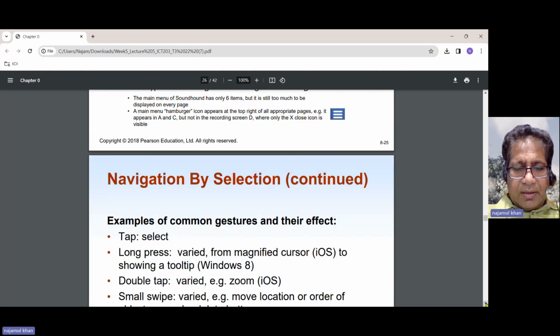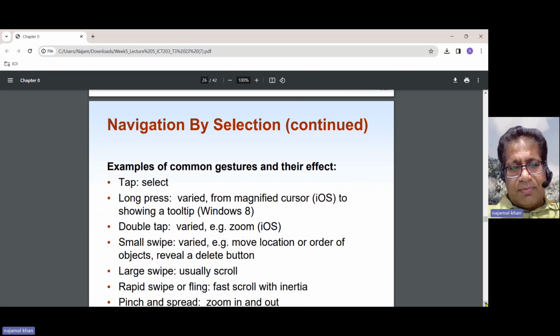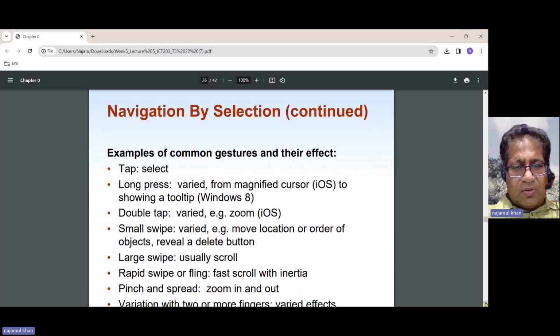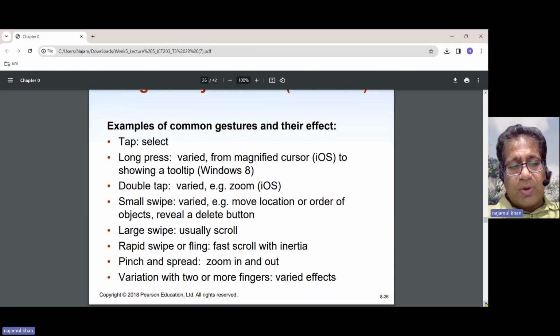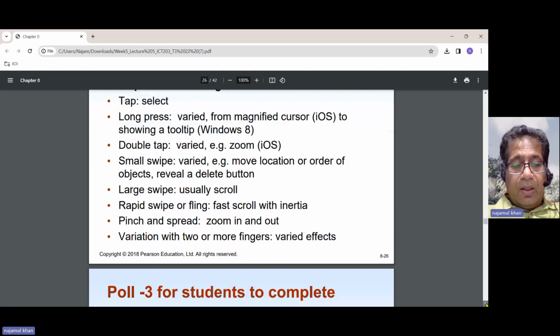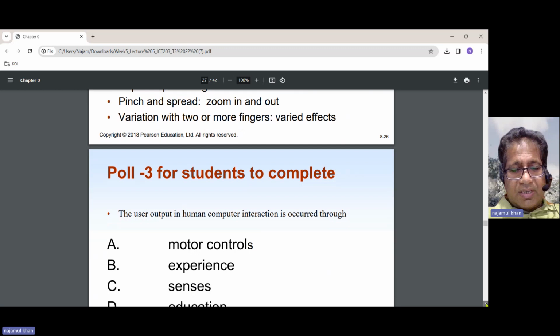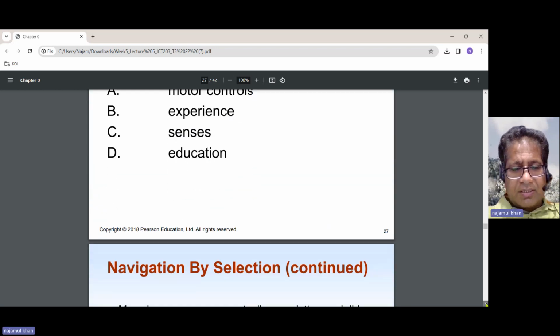Okay, now we are looking at common gestures and their effects. Tap means you can select, long press, double tap, small swipe, large swipe, rapid swipe, pinch and spread, which is usually used for zoom in, zoom out on screens these days, and variations with 2 or more fingers. So different effects are being used by different people, and different screens have been developed to cater for that need as well.